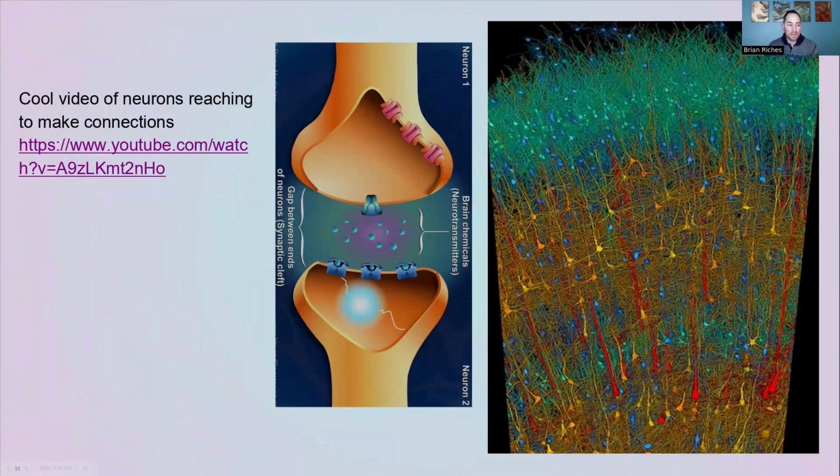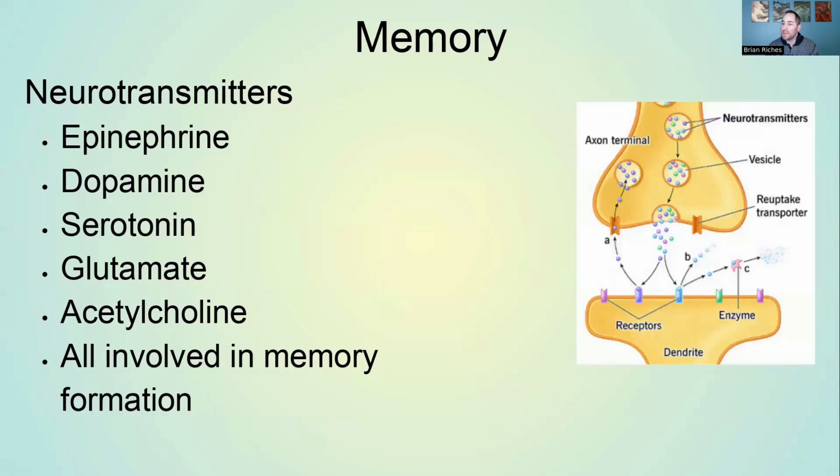So there are certain neurotransmitters that are involved in memory. Again, they're involved in a lot of things, not only memory, but here is a whole big list of the different neurotransmitters that are specifically involved in memory. So epinephrine, dopamine, serotonin, glutamate, acetylcholine, all of these are involved in the process of a brain network making a memory.